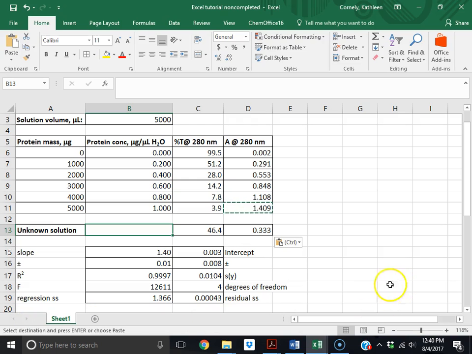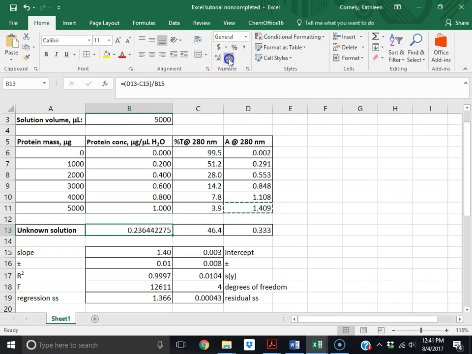I've returned to my spreadsheet and I've highlighted cell B13, and I'm going to write a formula to determine my unknown solution concentration. So again, using the equation I just showed you, equals, I'm going to use some parentheses here, its absorbance is in this cell right here, in B13. I subtract from that the y-intercept that was down here with our LINEST data, close parentheses, and then divided by the slope. And then I click on enter, and that is the concentration of my unknown solution in micrograms per microliter.